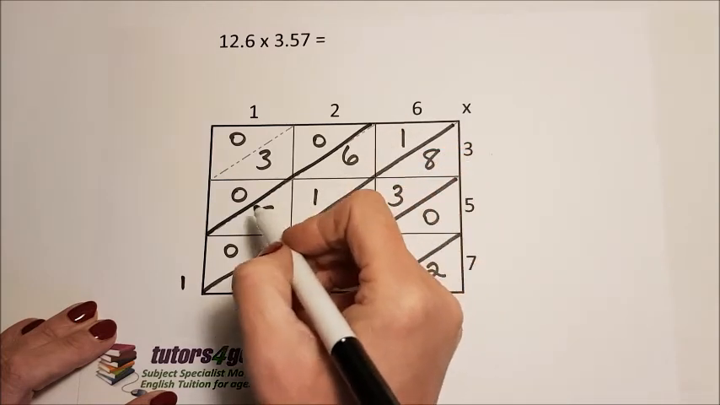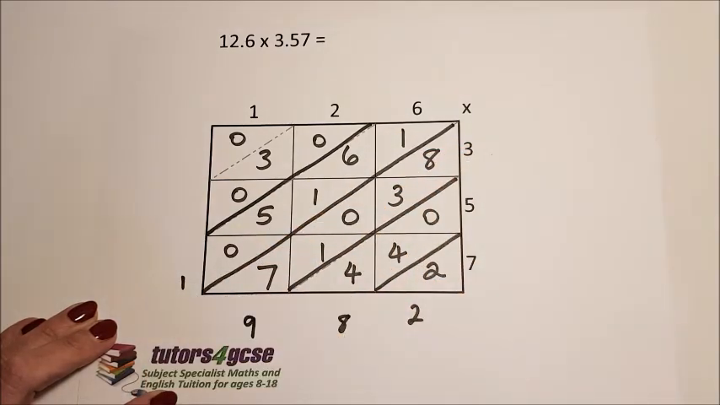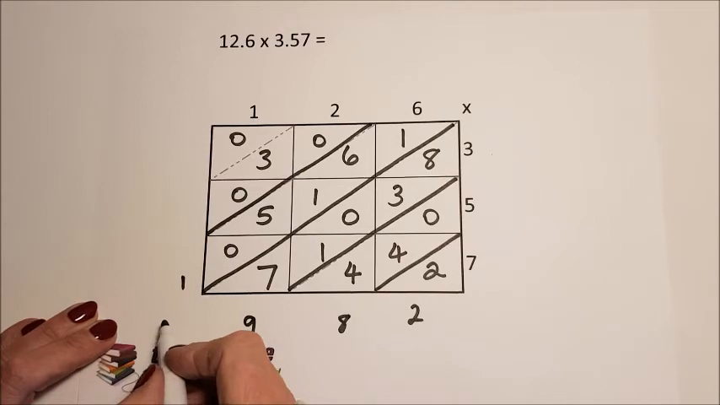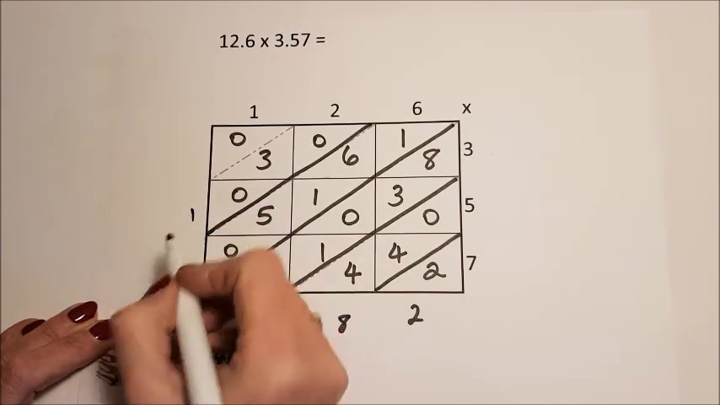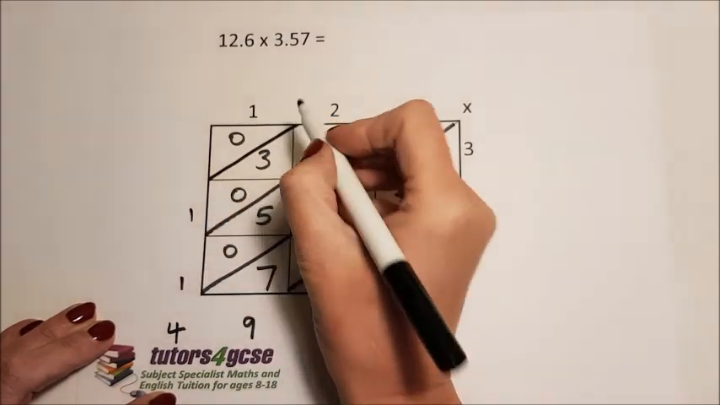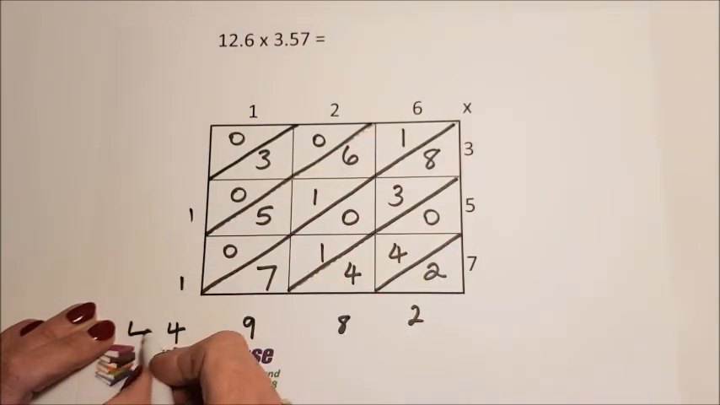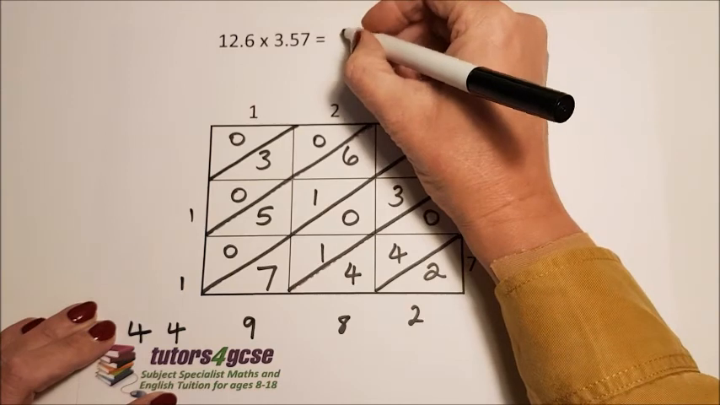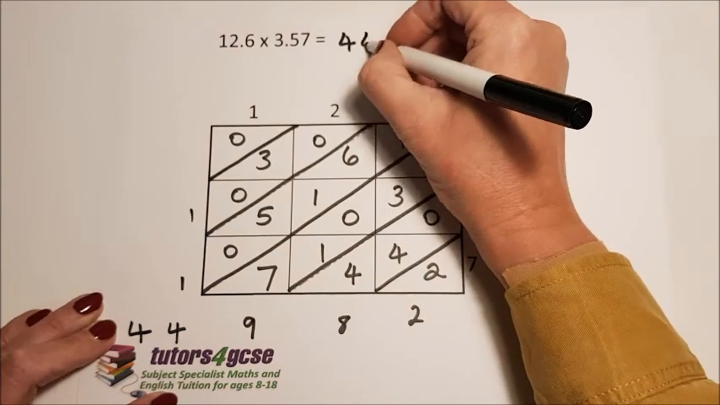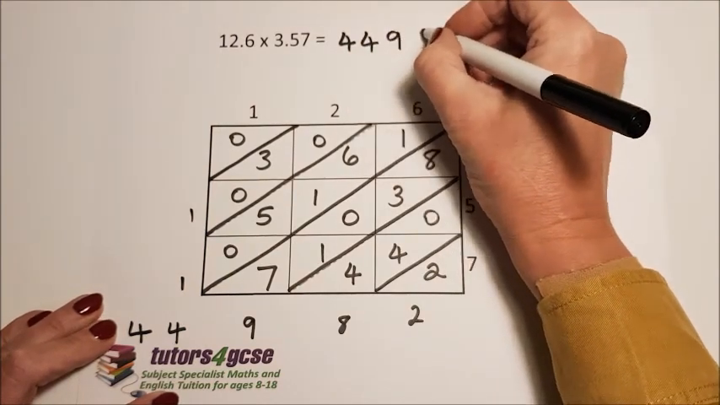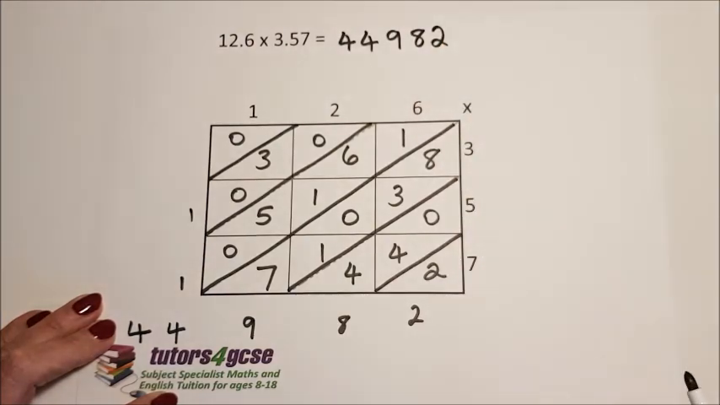1 plus 6 plus 1 plus 5 plus the 1 that we carried is 14. 4 down, carry the 1. And 0 plus 3 plus 0 plus the 1 we carried is 4 again. So the digits in our answer will be 4, 4, 9, 8, 2.